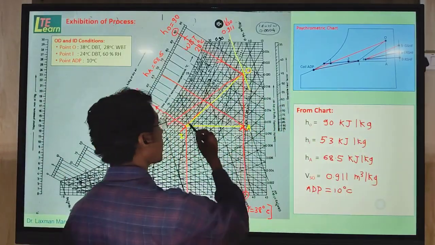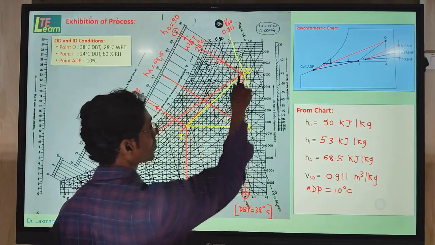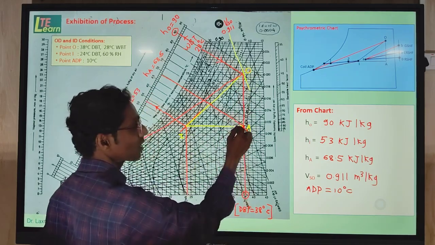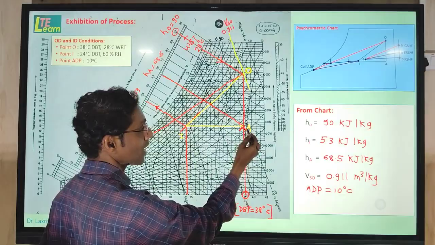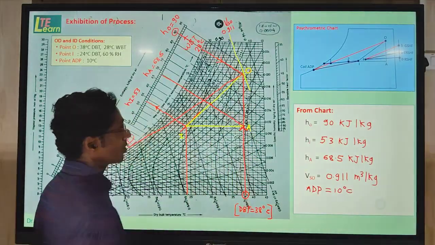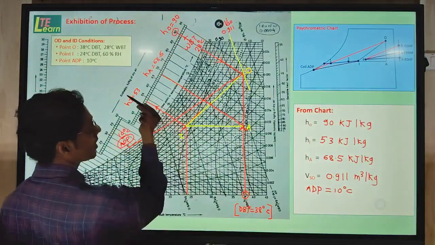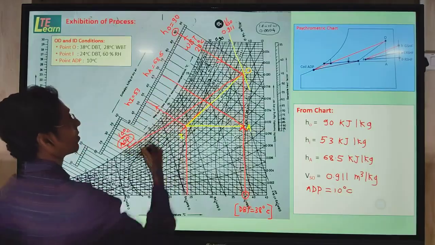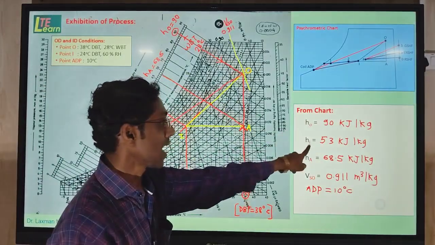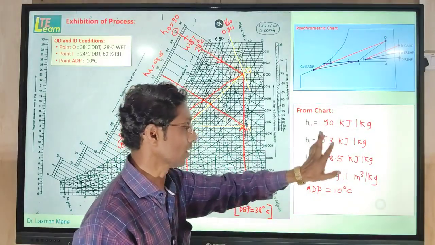Then we join O to I. We draw a horizontal line through I and a vertical line through O. Where the horizontal and vertical lines intersect, we get point A. So we find the triangle OAI. Then we project the three points O, A, I on the enthalpy scale, and we find the enthalpies of points O, I, and A from the psychrometric chart. These are shown here.